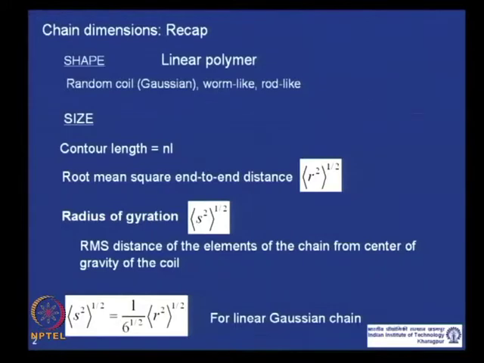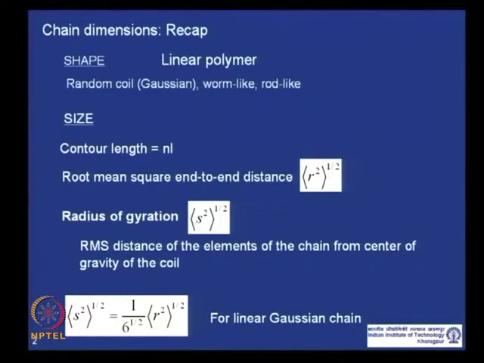Just a recap of the discussion we had in the last lecture about polymer chain dimension. For a linear polymer chain, we discussed that most polymer chains are flexible in nature and form a random coil structure either in solution or in melt. We used the Gaussian distribution function to understand the RMS end-to-end distance for that.